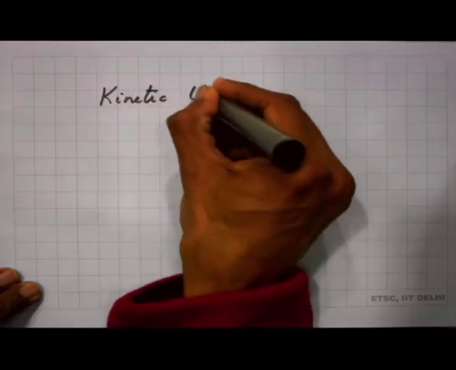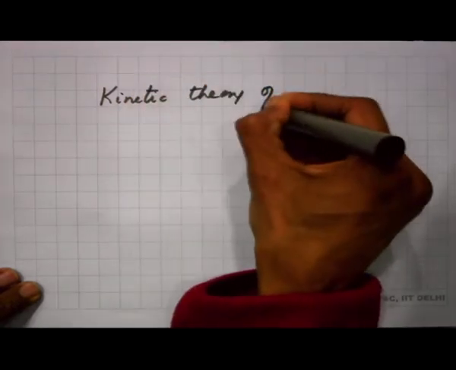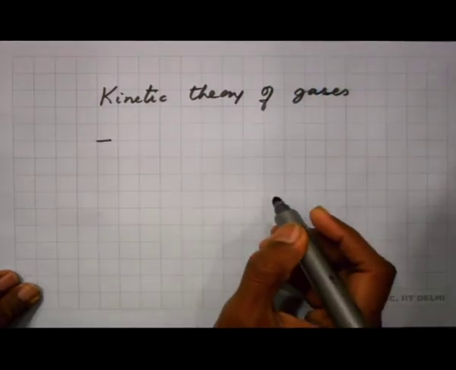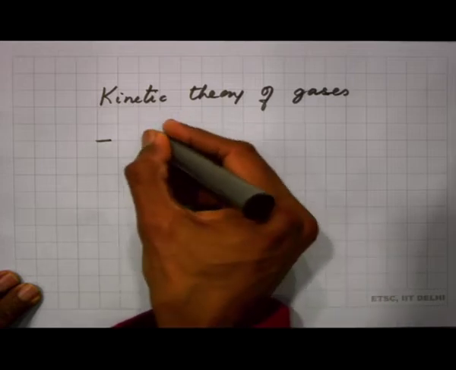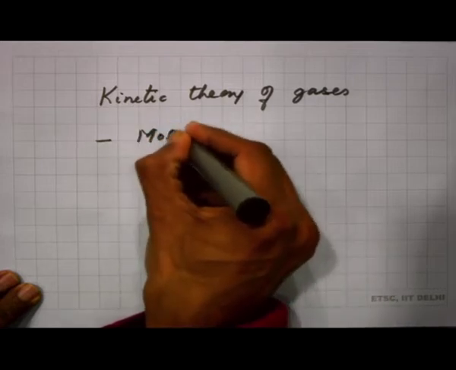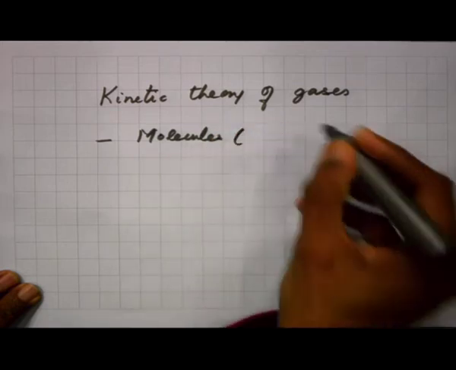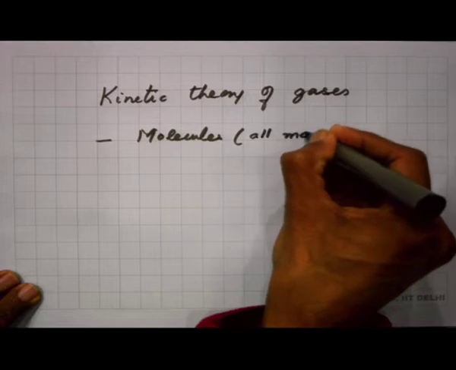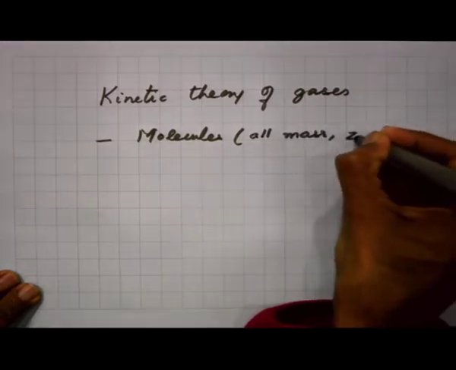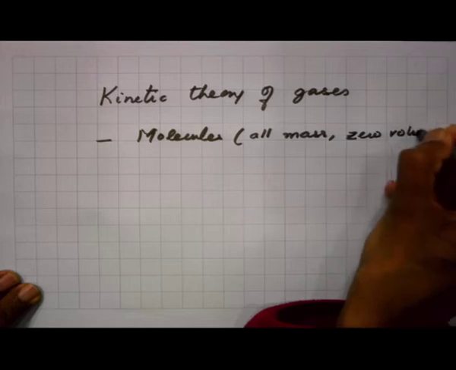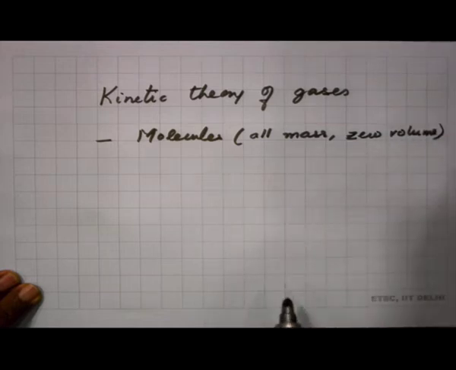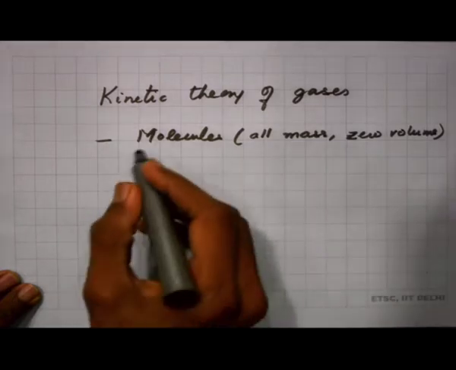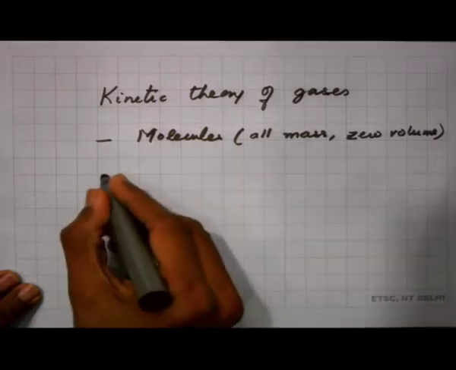So, a quick recap of what we discussed. We said there are three primary parts to this. One deals with molecules, that the molecules of a gas have all the mass and occupy 0 volume. Of course, there is also the Dalton postulate, which says that all molecules in the gas will have identical masses, which I have not added here.